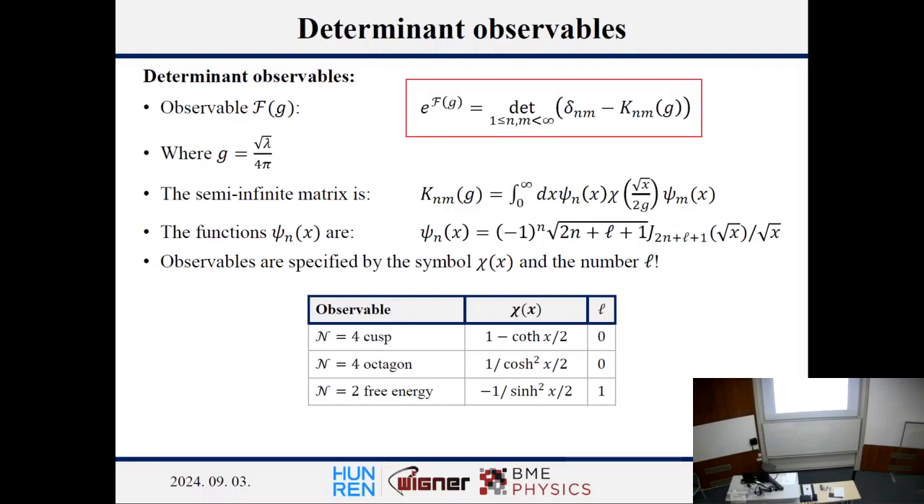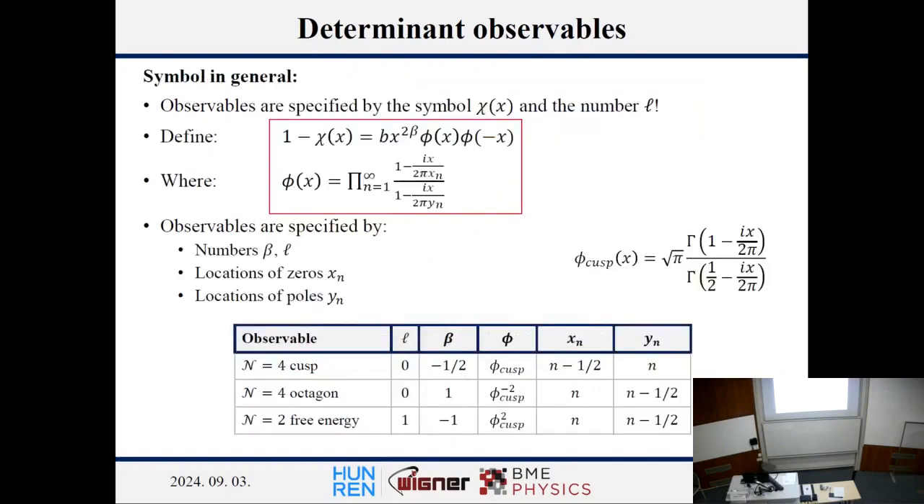The elements of this infinite matrix are special because they are given by a combination of Bessel functions, as you can see here, and a function which I will refer to as the symbol of the given observable. This is different for each of the observables. So what you need to define a quantity like this is this function and an additional parameter, this small l, which gives the parity of your Bessel functions.